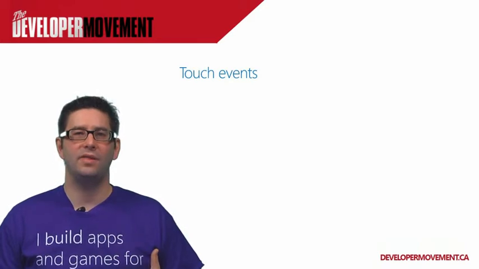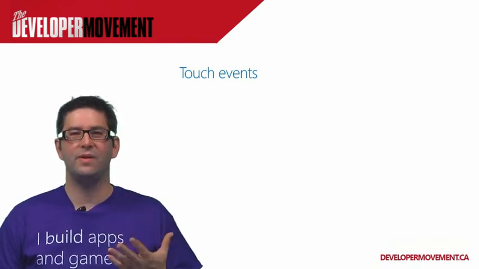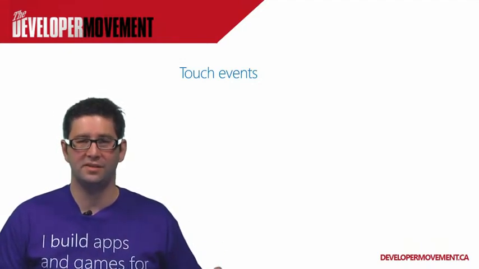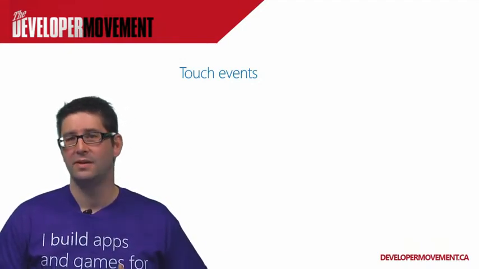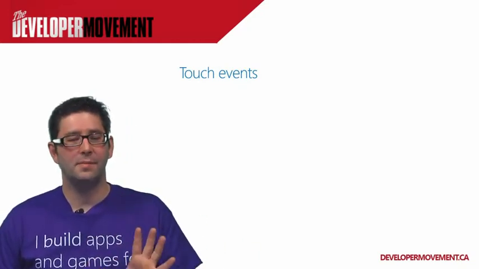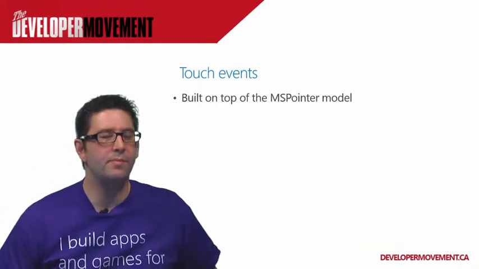Well, we support that within Windows Phone as well, obviously, and there's no better example of where touch is so important than on a mobile device such as a smartphone, because you don't have a mouse, you don't have a keyboard per se in a lot of ways. So these are some of the things that you have to keep in mind. So let's talk a little bit about how we've implemented touch events.